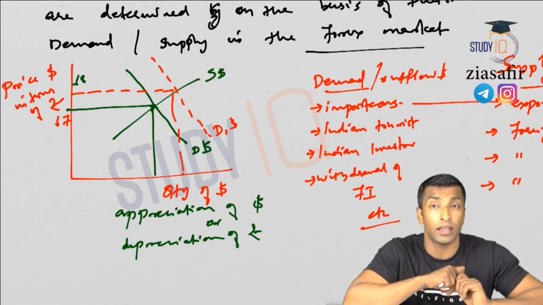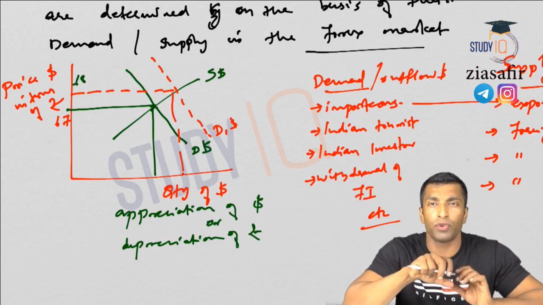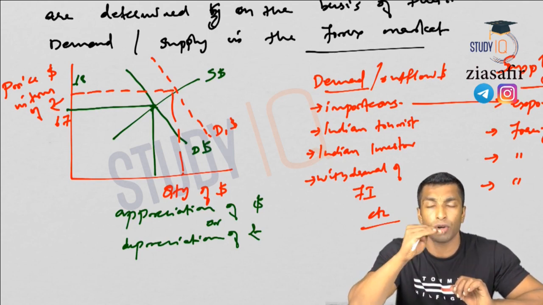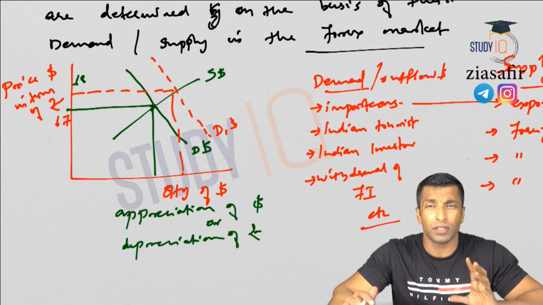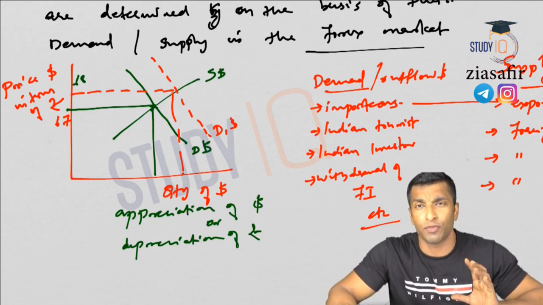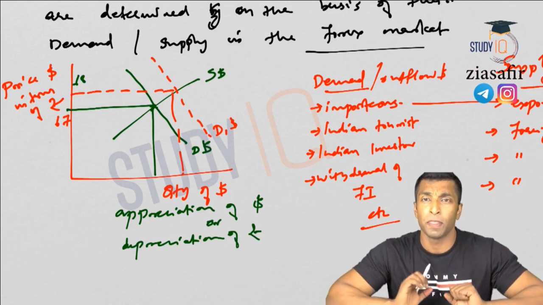That is the reason why, in case of more demand of dollar, RBI will pump forex so that supply will increase, so that rupee will appreciate and dollar will depreciate. That is one of the mechanisms that RBI can use, and that is why our system is known as managed float, not purely float. We'll come to that.